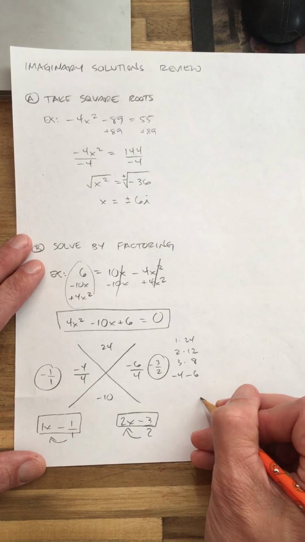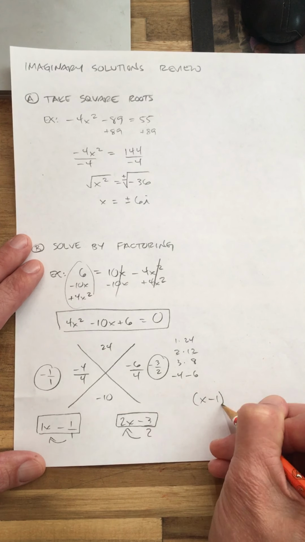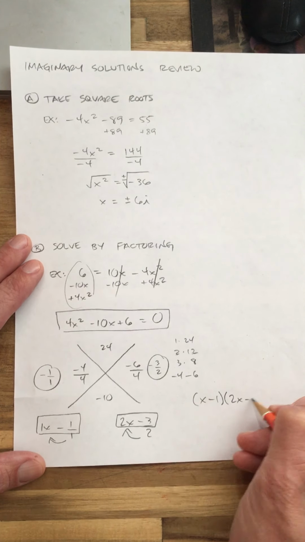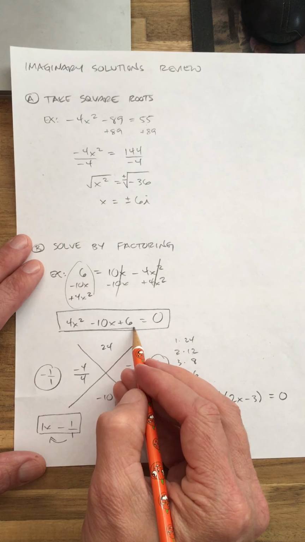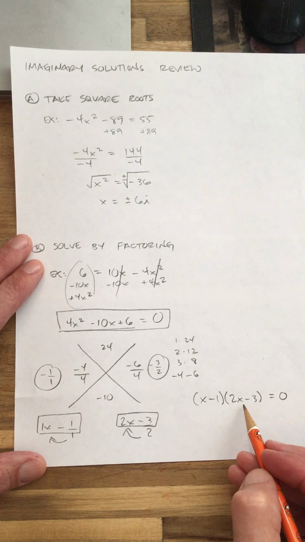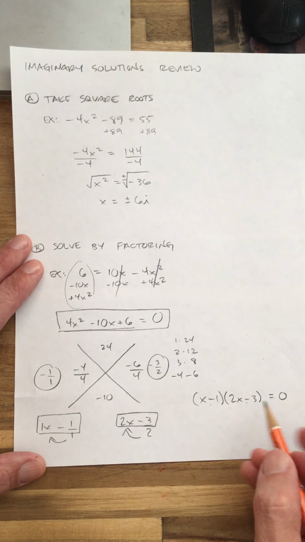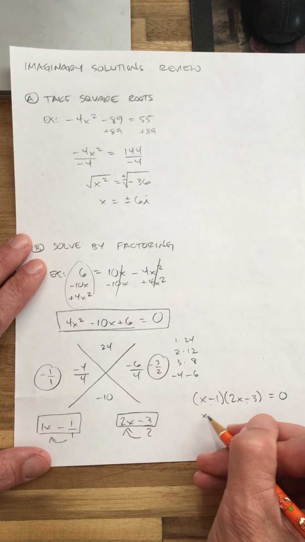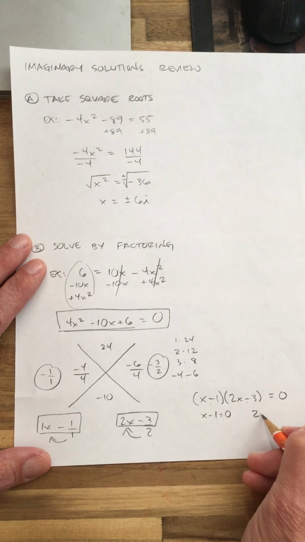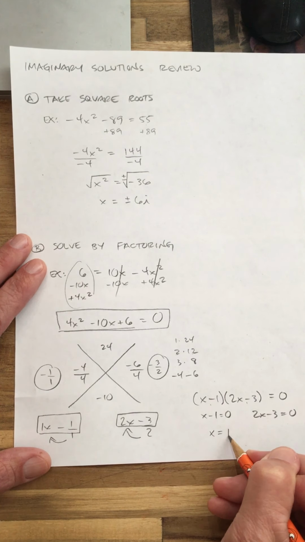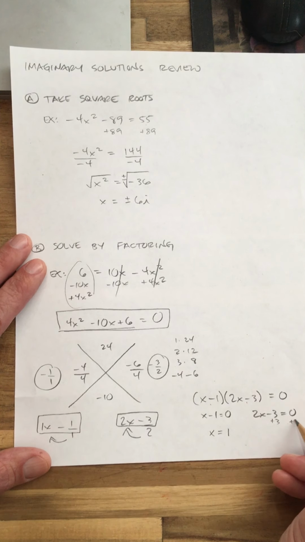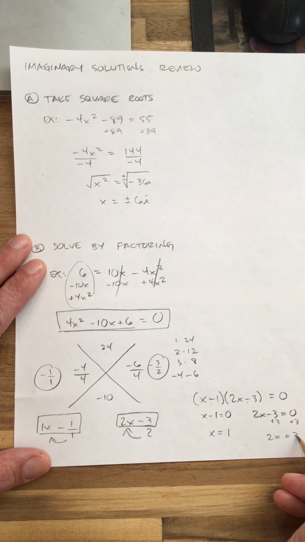So this changes into x minus 1, that's one factor, times 2x minus 3 equals 0. That's what it says up here. All I did was take this trinomial and factor it into this. And so now this times this equals 0, make your two mini equations. x minus 1 equals 0, and 2x minus 3 equals 0. Here, solve for x: x equals 1. Here, add 3, so 2x equals 3, divided by 2.